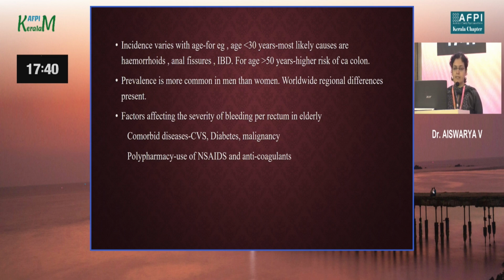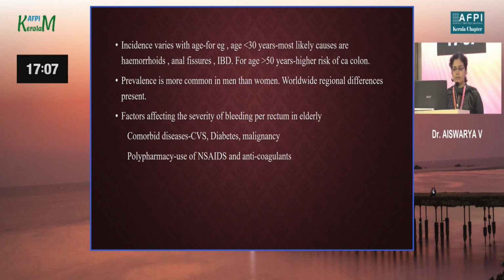Coming to the incidence, that varies with age. For example, for a patient less than 30 years of age, the most likely causes are hemorrhoids, anal fissures, and inflammatory bowel disease. For patients above the age of 50 years, there is a higher risk for colon cancer. Prevalence is more common in men than women, and worldwide regional differences also exist. For example, in a person presenting with rectal bleeding in the West, like in the US, the most common cause can be diverticular disease, whereas in India it can be either hemorrhoids or colorectal cancer.